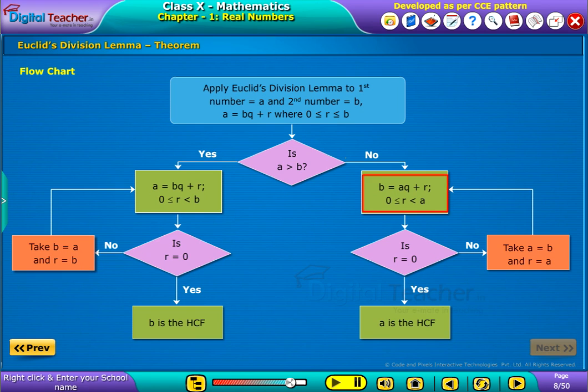If a is less than b, then according to Euclid's division lemma, b is equal to aq plus r, where q and r are integers and 0 less than or equal to r less than a. In b is equal to aq plus r, if r is equal to 0, then a is the HCF of positive numbers a and b. If r is not equal to 0, we apply the division lemma to a and r and continue the process till the remainder becomes 0.